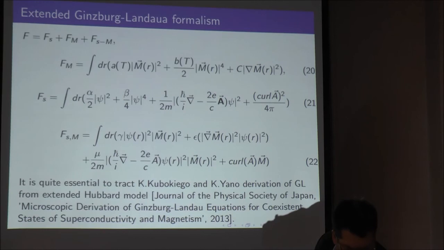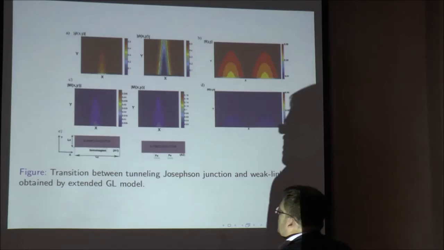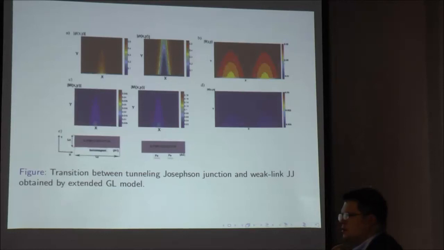I mean, it also obtained the solutions for the magnetic case. So in a certain regime, the magnetic field was cutting the superconducting order parameter to a certain depth. So you can say this is a kind of weak-link Josephson junction in this regime. And in another regime it is like a tunneling, quasi-tunneling Josephson junction.